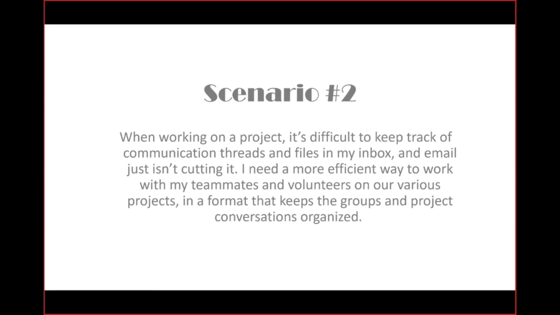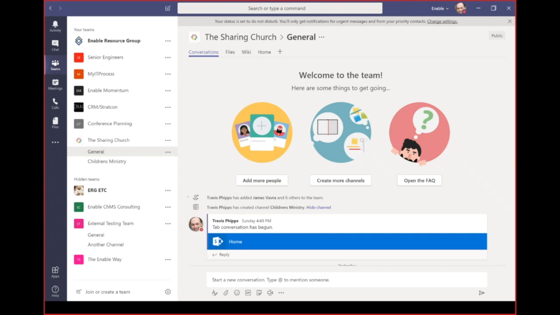Scenario number 2 says, hey, look, I do project stuff. Maybe it's planning VBS, maybe it's working on the new series for next month, but I've got projects that I work on, and I have a really hard time keeping up with all these files and emails back and forth. I'm trying to communicate with my teammates, but I'm also trying to talk to volunteers, or with the vendor that's doing our graphic design, and that's really hard. How can I do that better? Microsoft's solution for that is called Microsoft Teams. So let me flip here to Microsoft Teams.